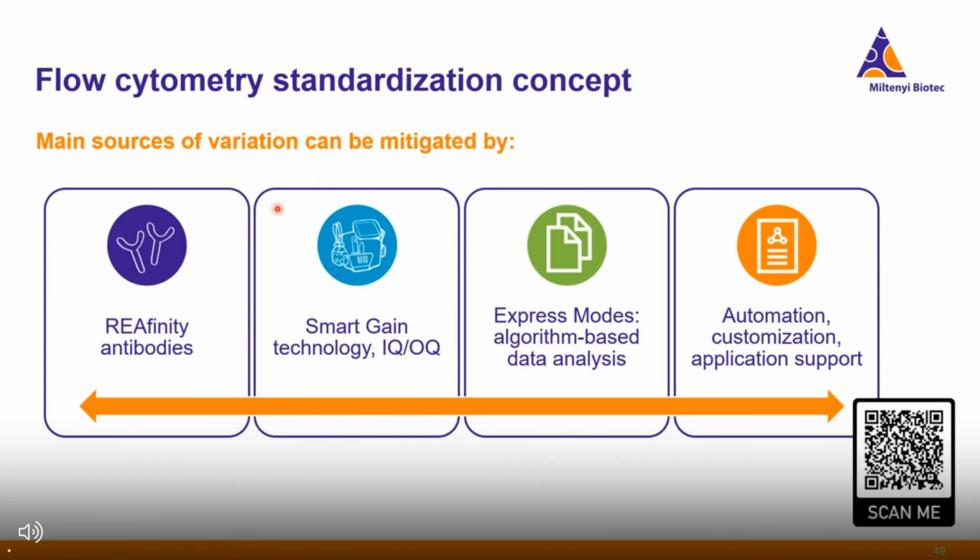What is depicted here is our flow cytometry standardization concept. The main source of variation can be basically mitigated by our REAffinity antibodies. Those are derived from a defined DNA sequence.